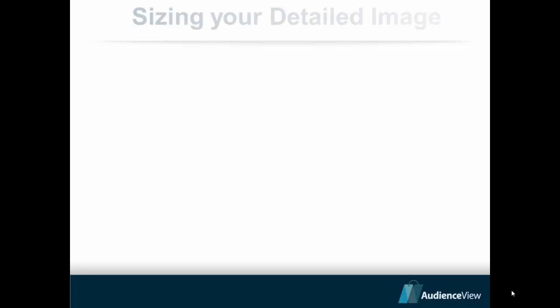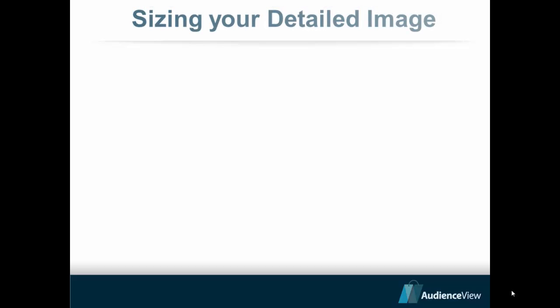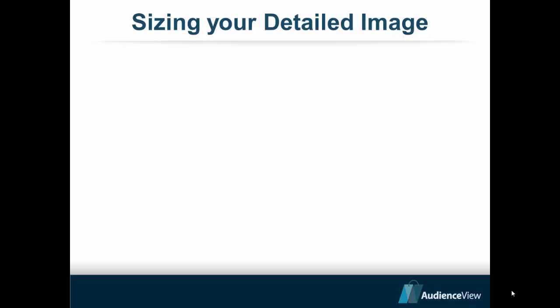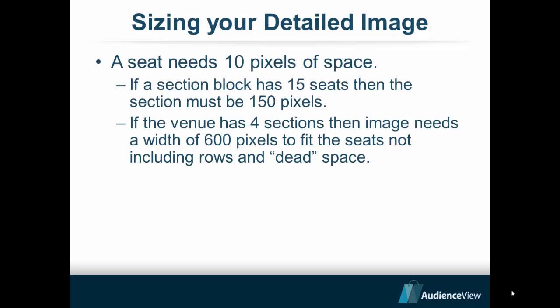Now let's talk about sizing your detailed image. You want to size your detailed image and get your detailed image ready before your overview image, because it's going to be proportionate to your detailed image, and this is where your seats are laid onto. So your seats themselves, they need 10 pixels of space. If the section block, for instance, has 15 seats, then the section must be 150 pixels.